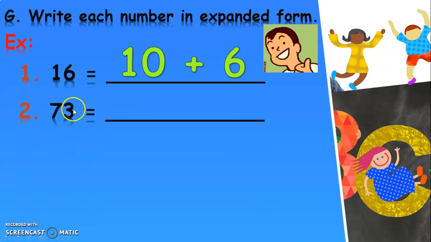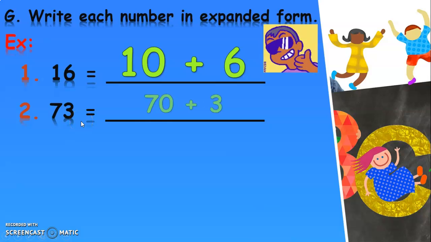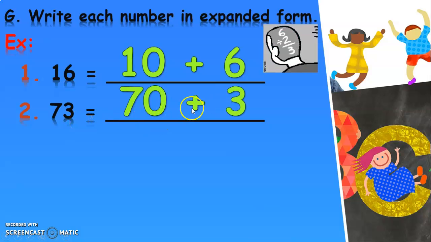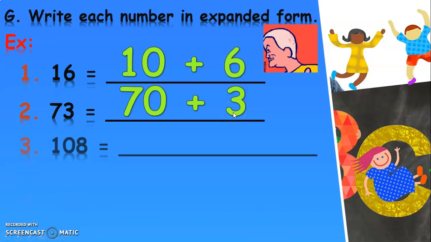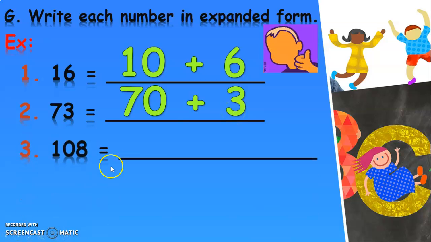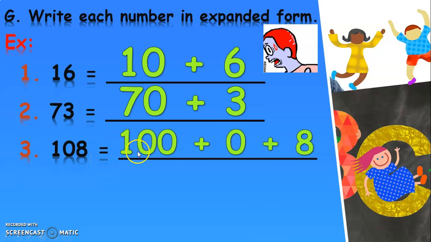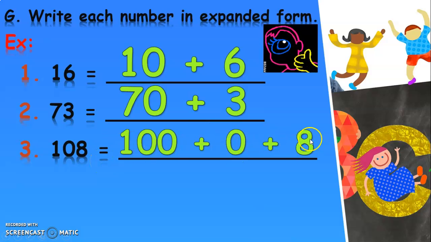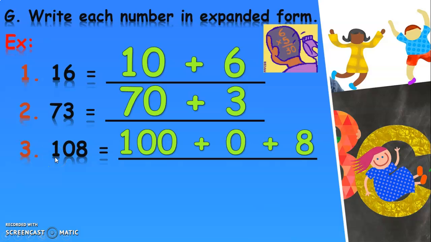Number 2, 73 equals 70 plus 3. For number 3, 108 equals 100 plus 0 plus 8. 1, its digit value is 100. 0 is also 0. And 8 is also 8.